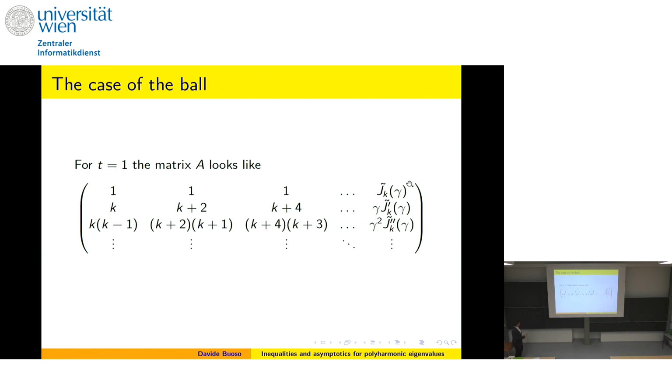So when t is equal to 1, meaning that here the operator is just a Laplacian, you get all these contributions from the so-called polyharmonic polynomials, and the last column is related with the Helmholtz part of the operator, and so you have Bessel functions. And this row here is associated with the condition that the function is 0 at the boundary. Here is the condition that the normal derivative is 0 at the boundary. This is the second normal derivative 0 at the boundary, and so on and so forth. So you want to compute the determinant of this.